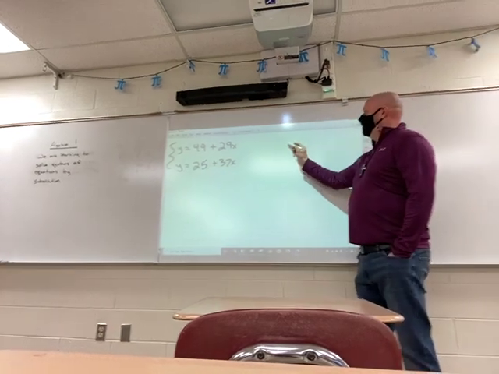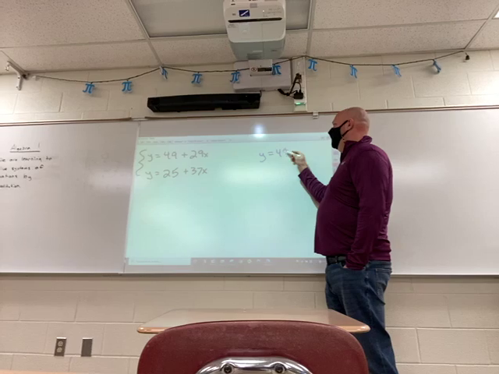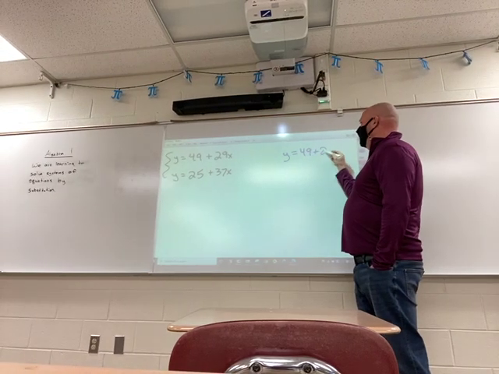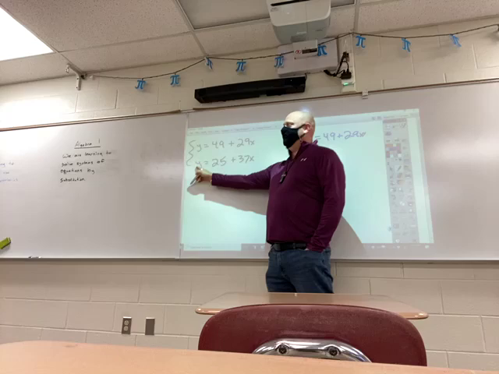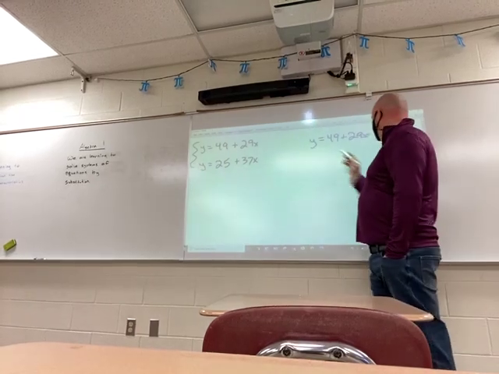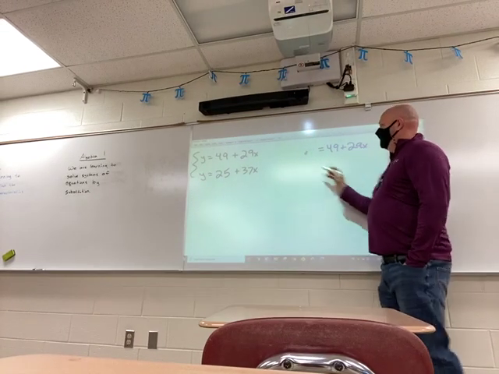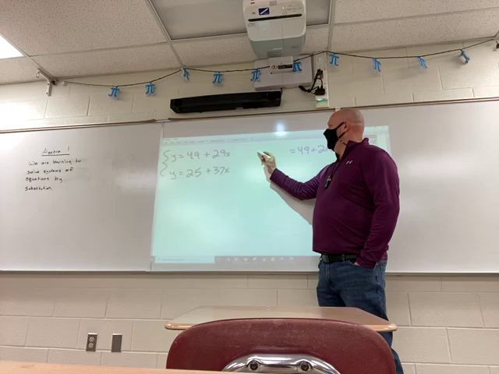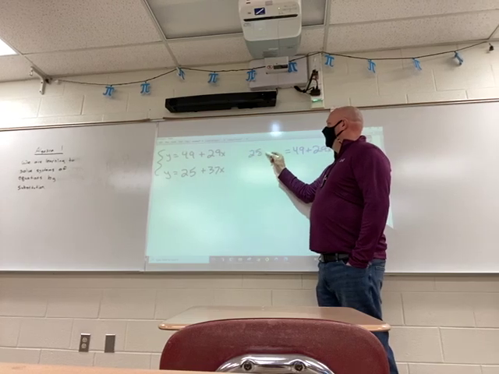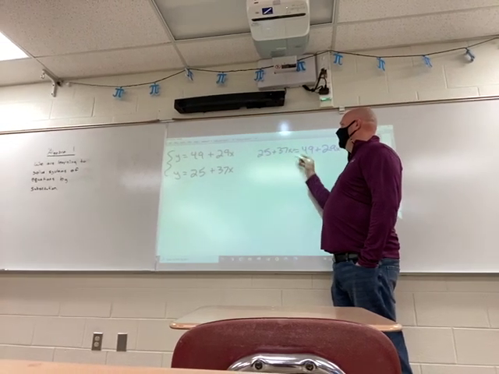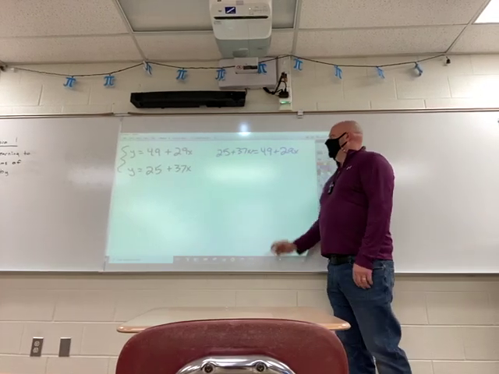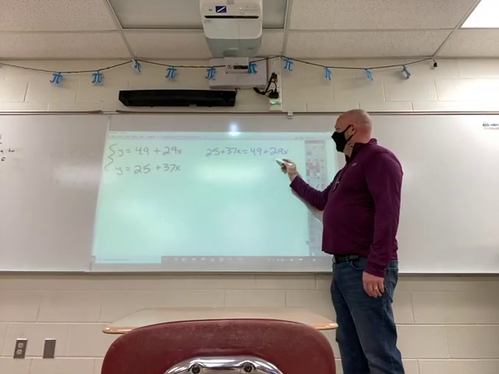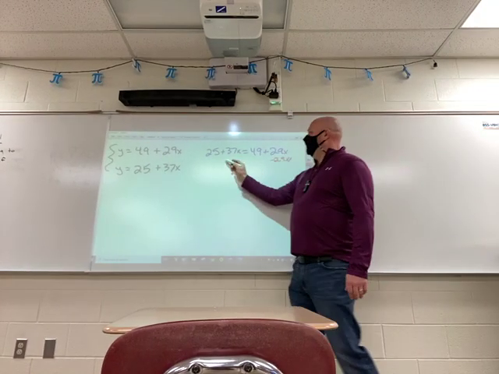So if I rewrite y equals 49 plus 29x, this one equals y. I'm going to replace the y with what? I just set the two equal to each other. 25 plus 37x. So I just set them equal. I've got x's on both sides. First thing I would do is get all the x's on one side.